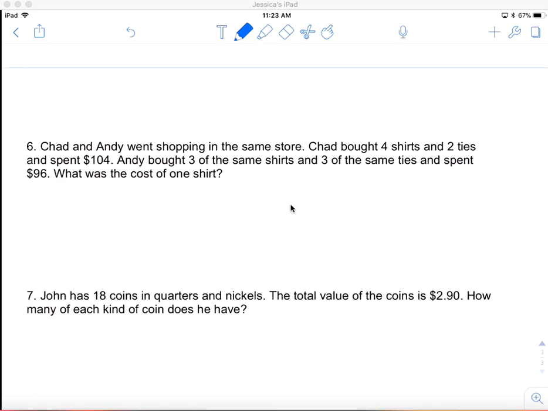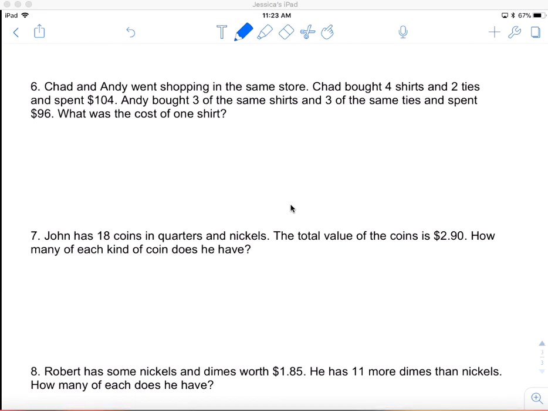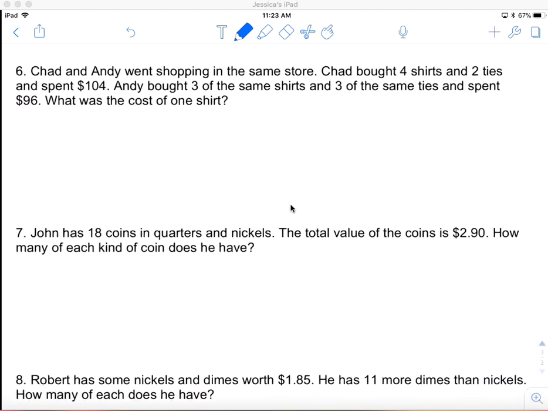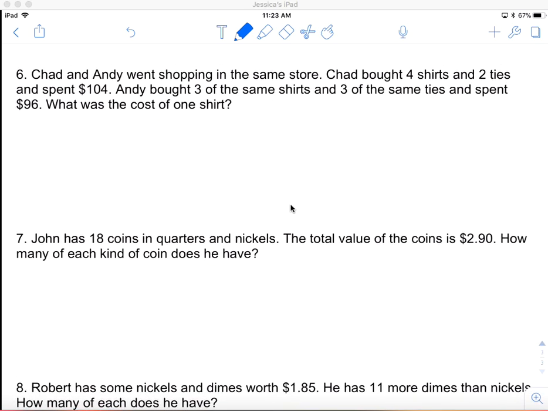All right, let's look at number 6. On number 6, Chad and Andy went shopping in the same store. Chad bought 4 shirts and 2 ties and spent $104. Andy bought 3 of the same shirt and 3 of the same tie and spent $96. What was the cost of 1 shirt?